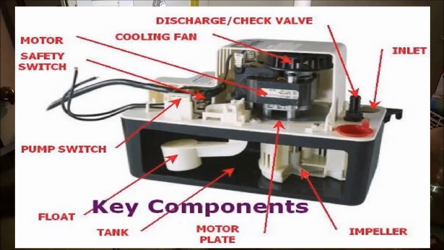So in this slide, we see a breakdown of a condensate pump and what it's made up of. On the top is the motor that runs the impeller that draws the water up into the tube and out of the space. You have your pump switch, and there's also a float in the tank that will turn the pump on when the water gets to the point where it trips the switch. So you need to be aware of all these components that make up the condensate pump.